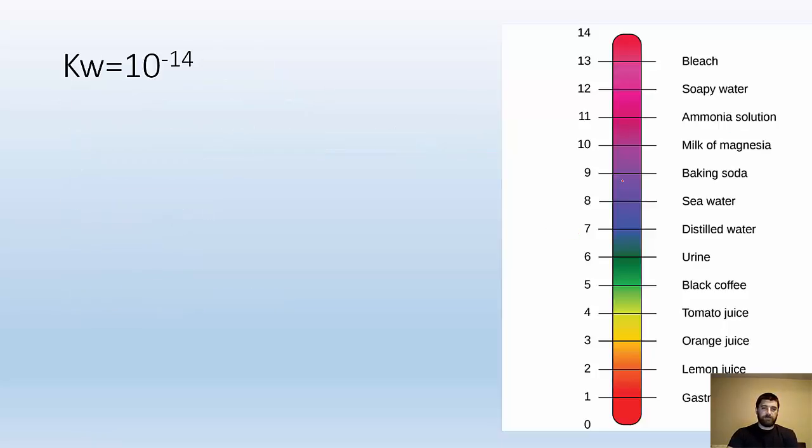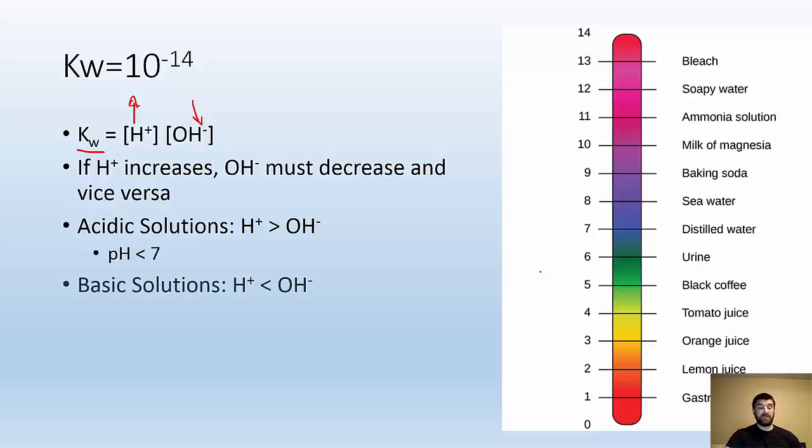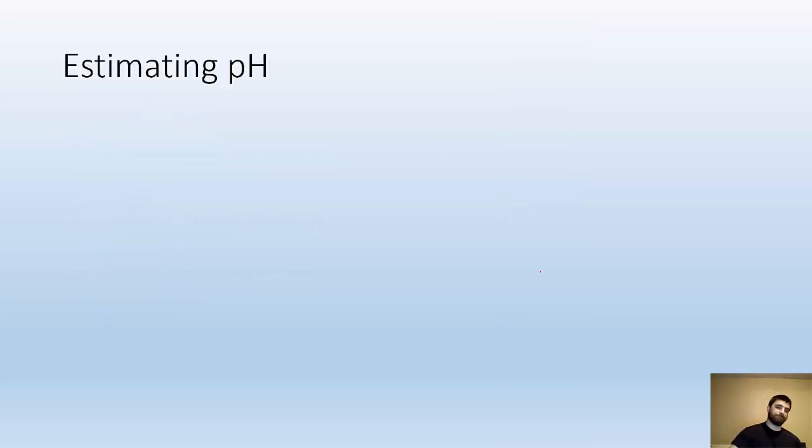So we know KW is 10 to the minus 14. We know that KW has to equal H plus times OH minus. If H plus goes up, then the OH minus concentration has to go down because KW has to be constant. And vice versa. If we increased OH minus, H plus would have to go down. So for acidic solutions, we have H plus being more than the OH minus, and that'll give us a pH of less than 7. For basic solutions, it's the opposite. We have less H plus than OH minus, so we have a pH of greater than 7.